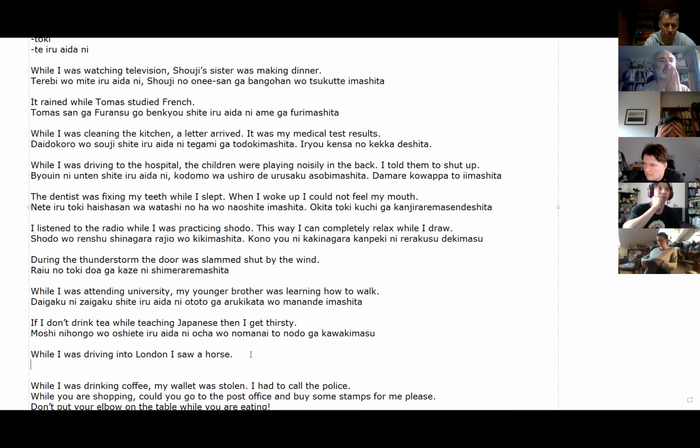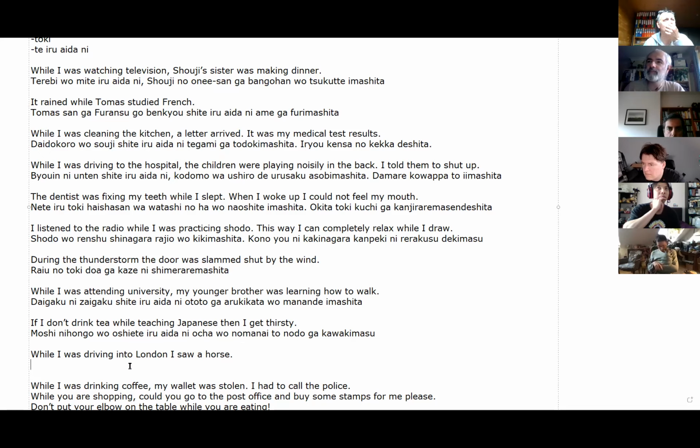Yeah, I get your point. I think you cannot use it this way. I think you usually use nagara to say the two things you are doing. I'm not sure you can use it with a negative conditional after it though. Otherwise, if it was "I do drink tea while teaching Japanese," then of course you can use nagara. That's my only thing.